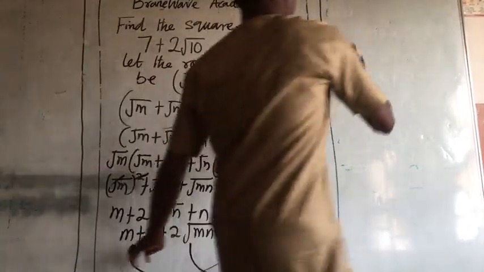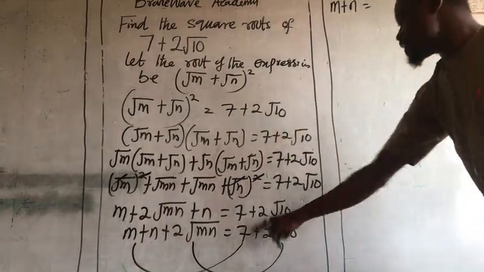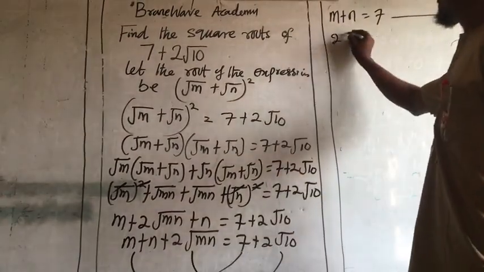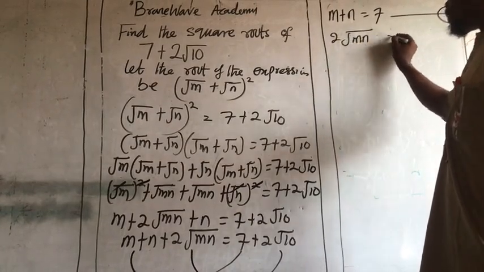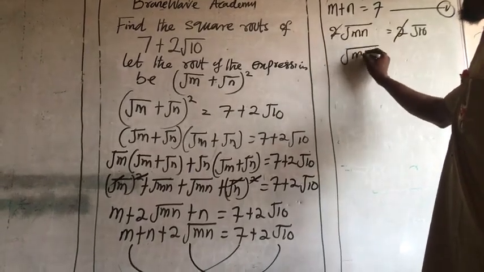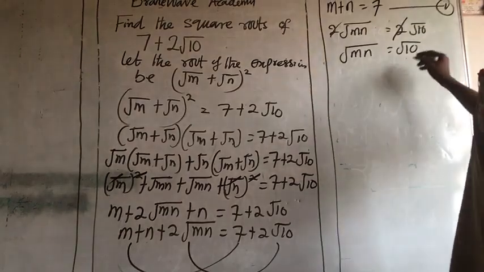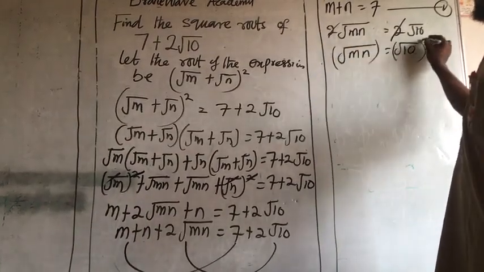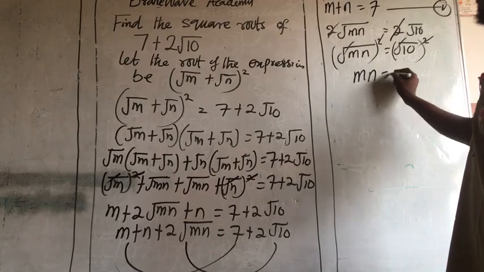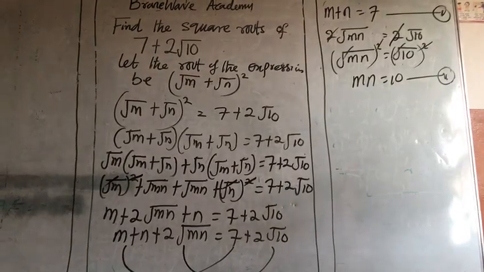Which means that I have m plus n is equal to 7, equation 1. Then we now have 2 root mn is equal to 2 root 10. 2 cancel 2, which means that we have root of mn is equal to root 10. Then squaring both sides, this cancels this, then this cancels this. We have mn is equal to 10, equation 2.